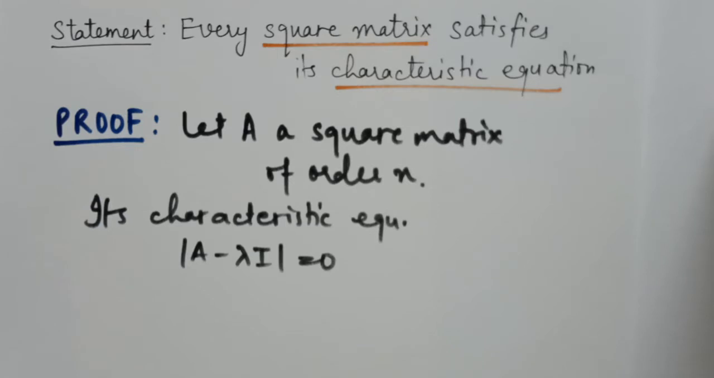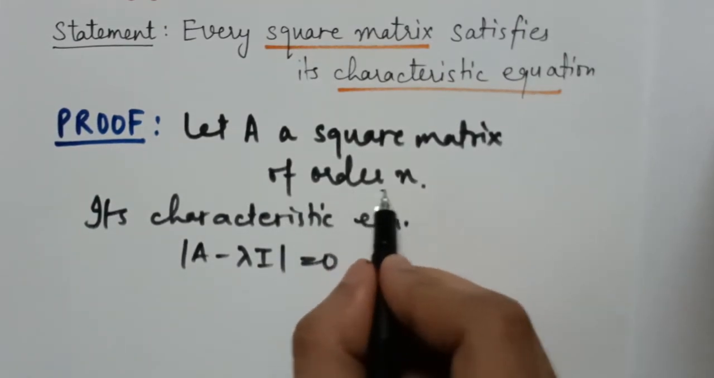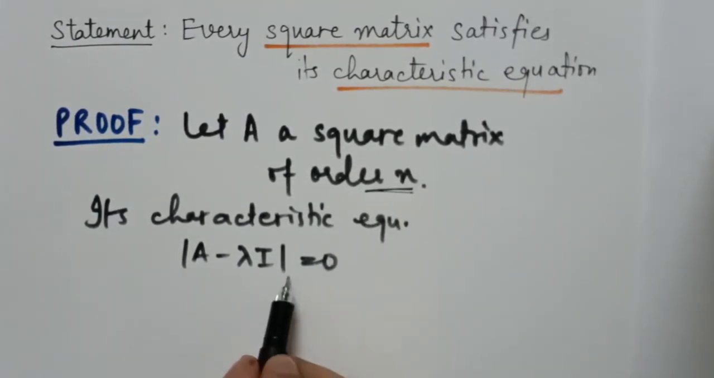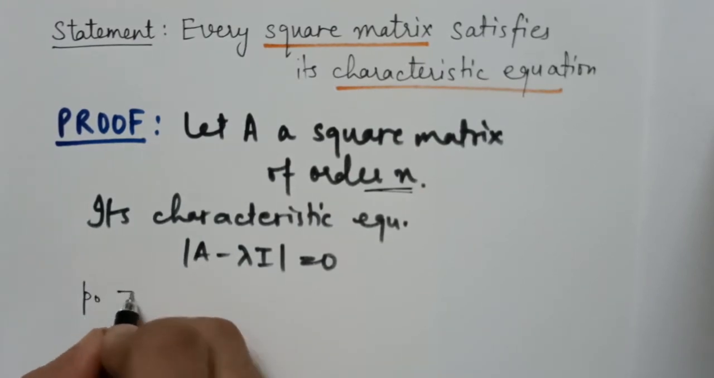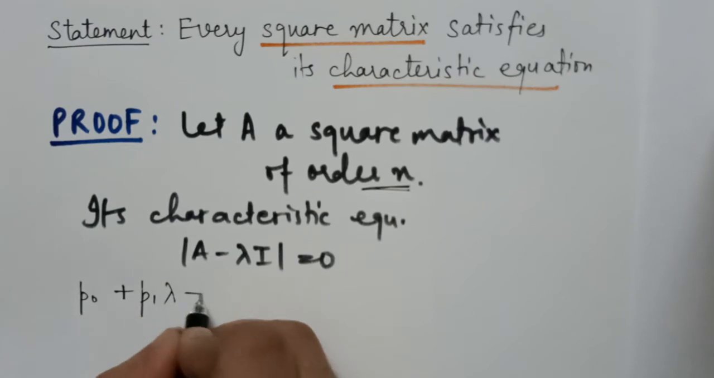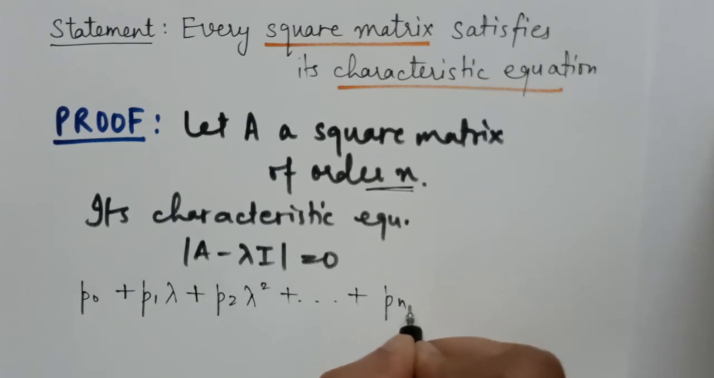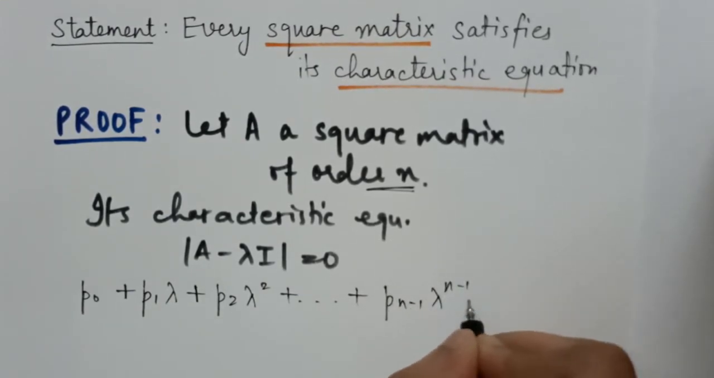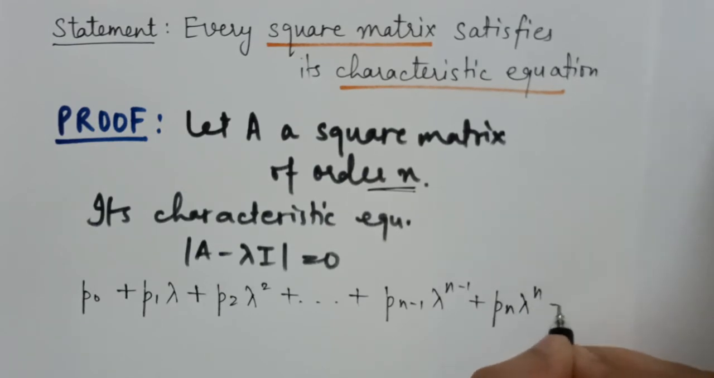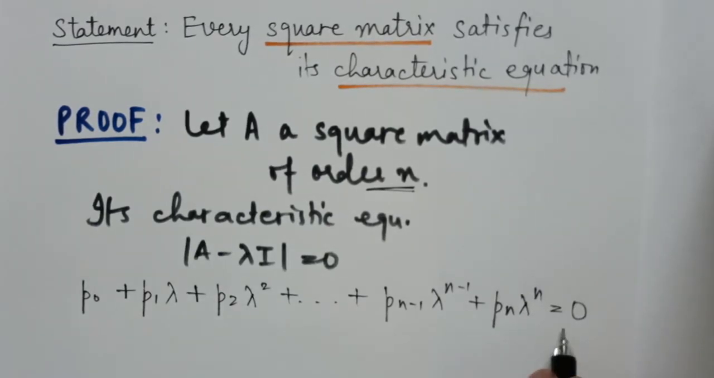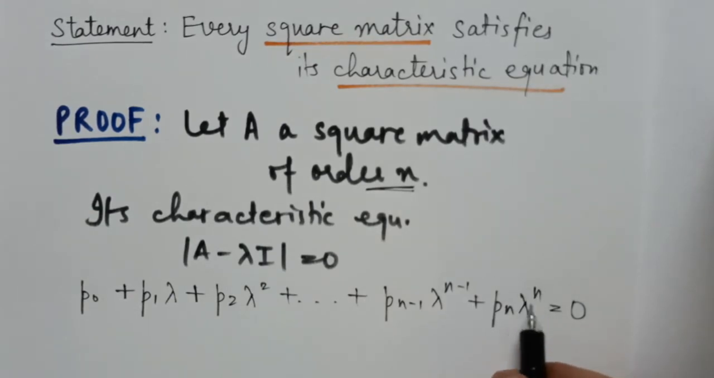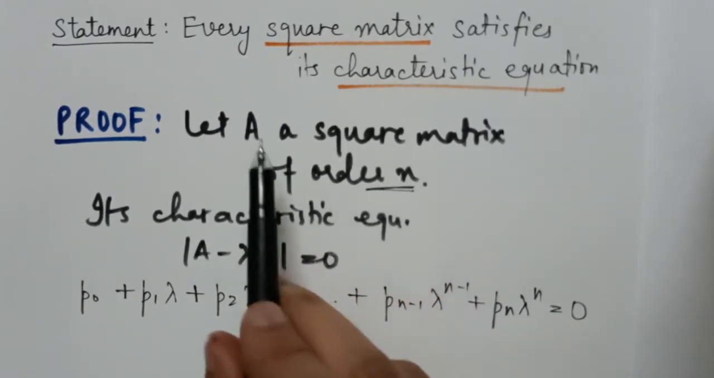Now coming back to the proof, we know that we can write characteristic equation as a polynomial in lambda with the same degree as that of the order of the given matrix. So here the order of given matrix is n, and we can write this characteristic equation as p0 plus p1 lambda plus p2 lambda square plus up to pn minus 1 lambda n minus 1 plus pn lambda n equal to 0, because this is a polynomial in lambda with degree n, and that is the order of the given matrix.